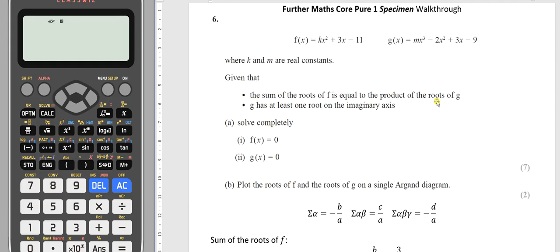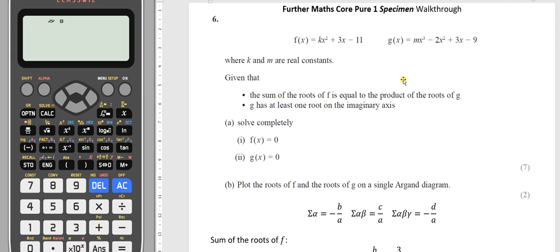The first bit of information we were given gave us one link between them. I'm hoping the second bit will give us enough information to find another link between them. G has at least one root on the imaginary axis. This feels like less information than you need. It's not telling you the size of the root. It's not telling you if there are any other roots on the imaginary axis.